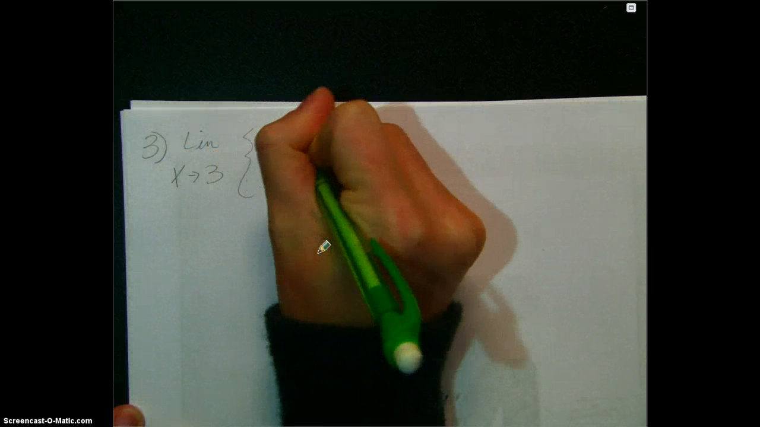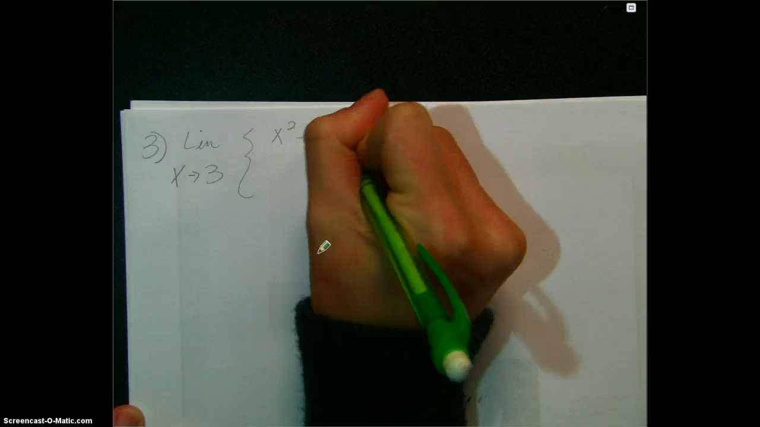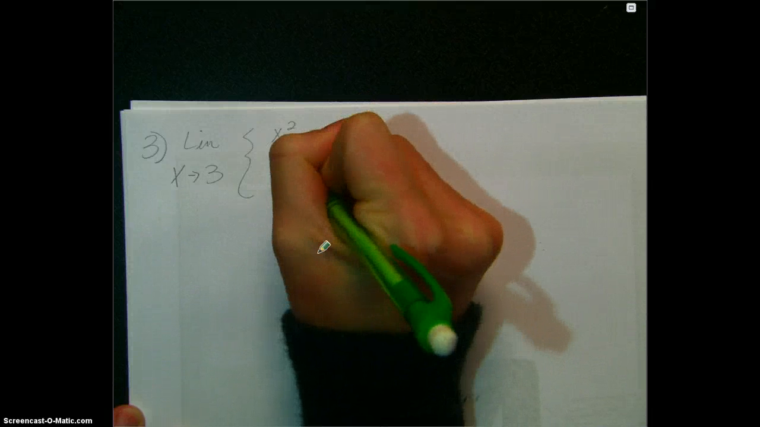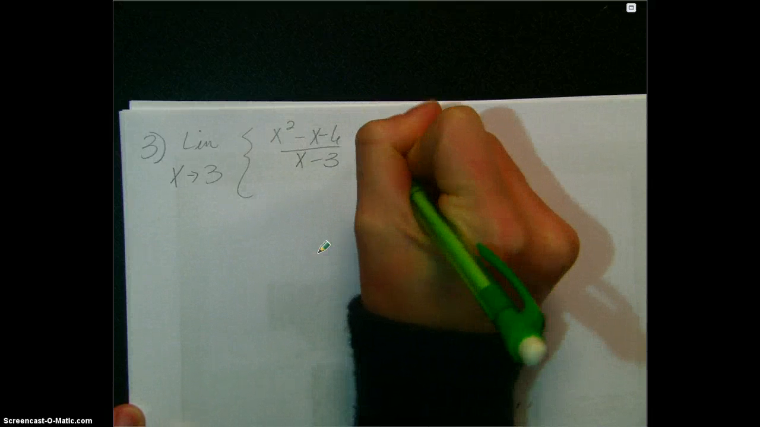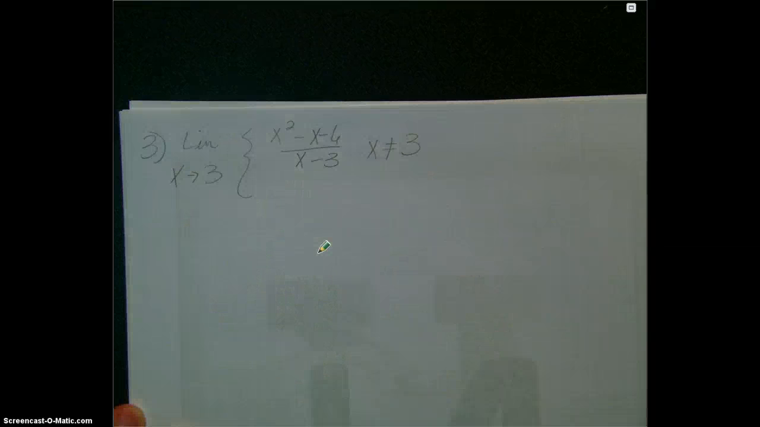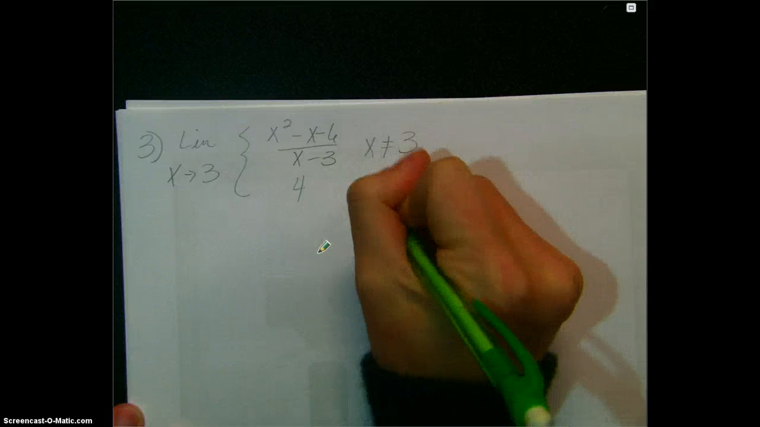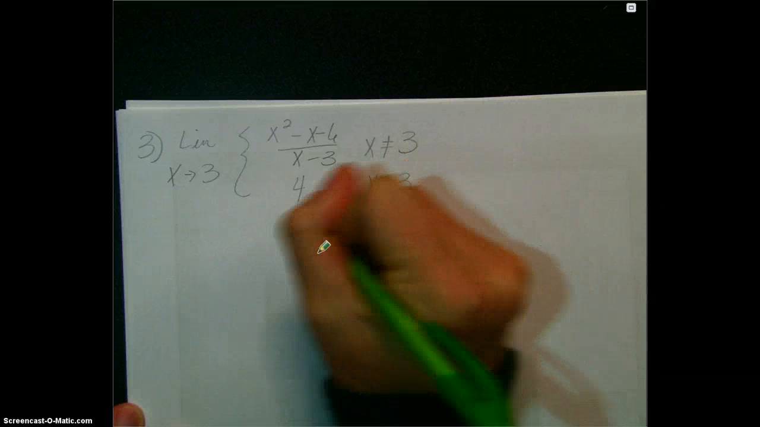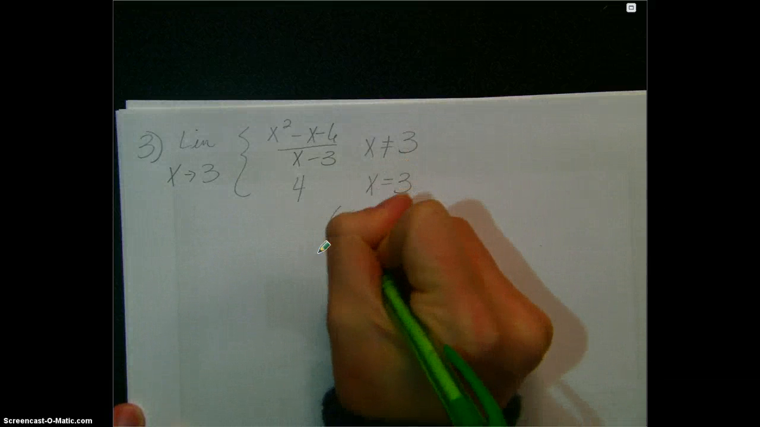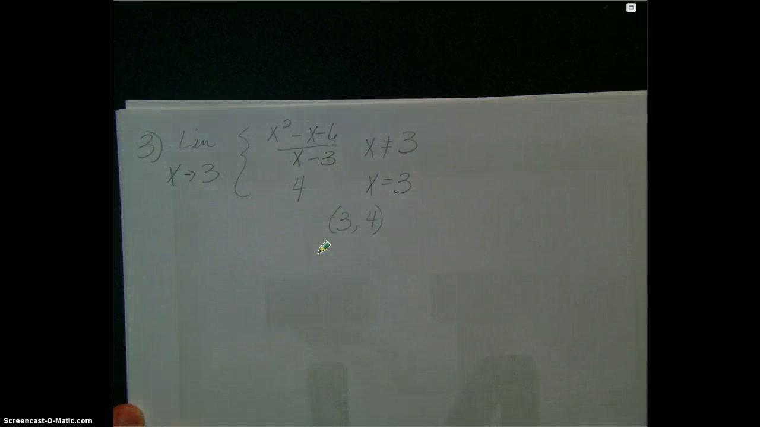Okay, on number 3, we're working with a piecewise function. So I'm going to find the limit as x is approaching 3 of this piecewise function. All of that when x is not equal to 3, which is good because I'd have a 0 in my denominator if x was equal to 3. And then this right here is just giving me a point 3,4. So I can graph that very easily.